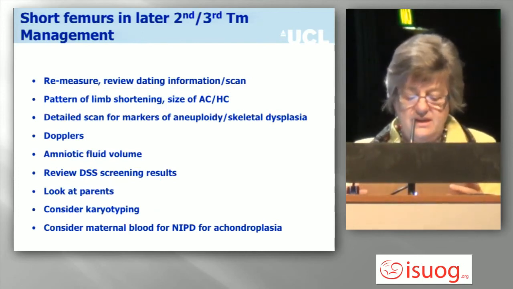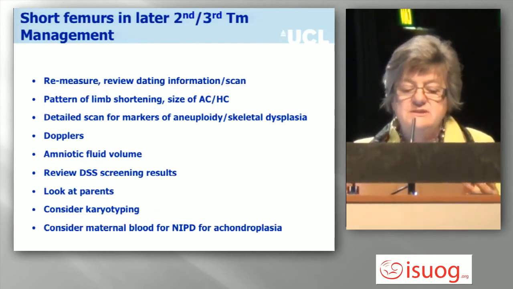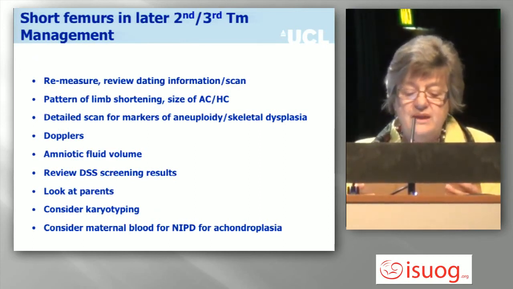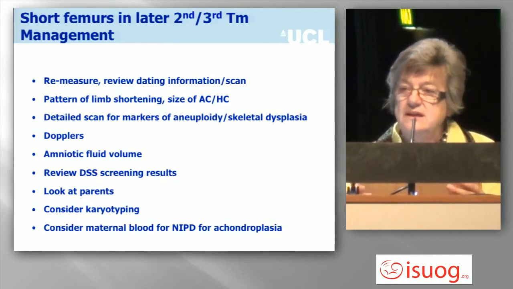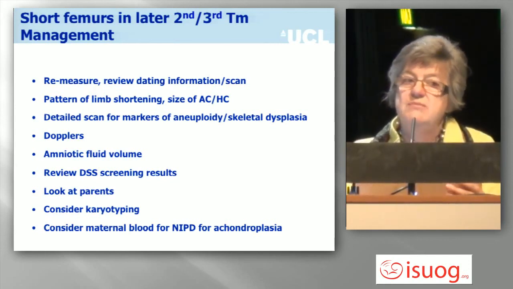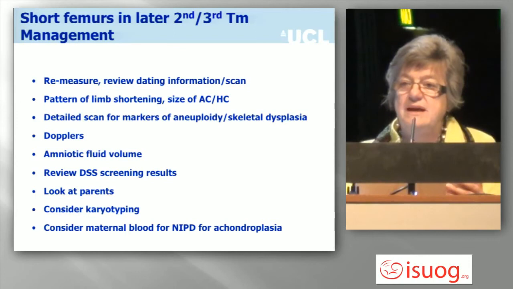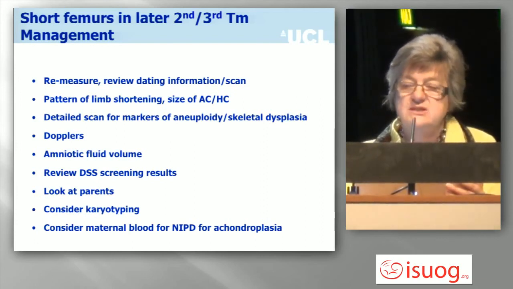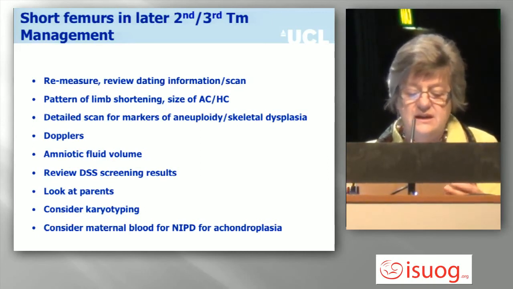So in summary, the management of short femurs in later pregnancy is very similar to what we've thought about before, but do look at the pattern of the limb shortening and look at the relative size of the head circumference to abdominal circumference. So babies with normal limb length in the second trimester, relative macrocephaly and short femurs in the late second or early third trimester, you should be thinking achondroplasia. Of course, at that stage in pregnancy, you can't always pick up the other features, so it may be worth excluding that diagnosis by analysing cell-free fetal DNA.